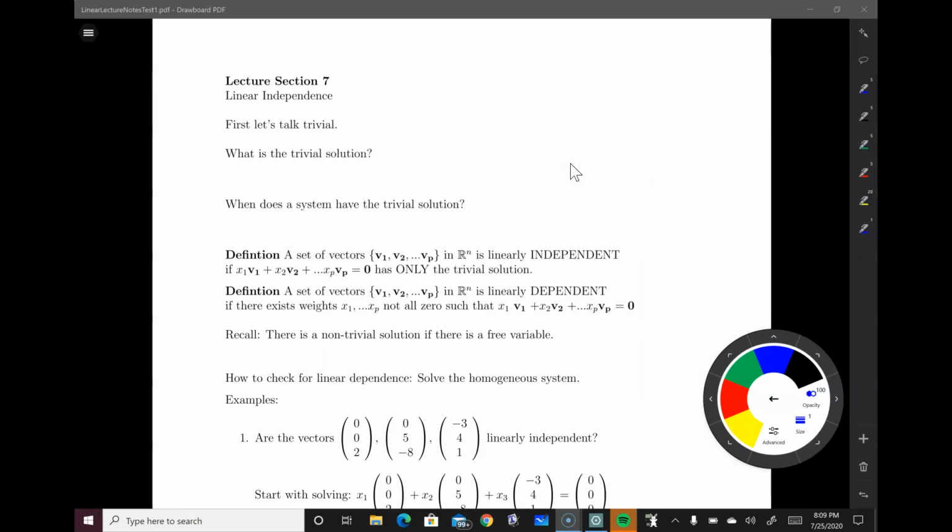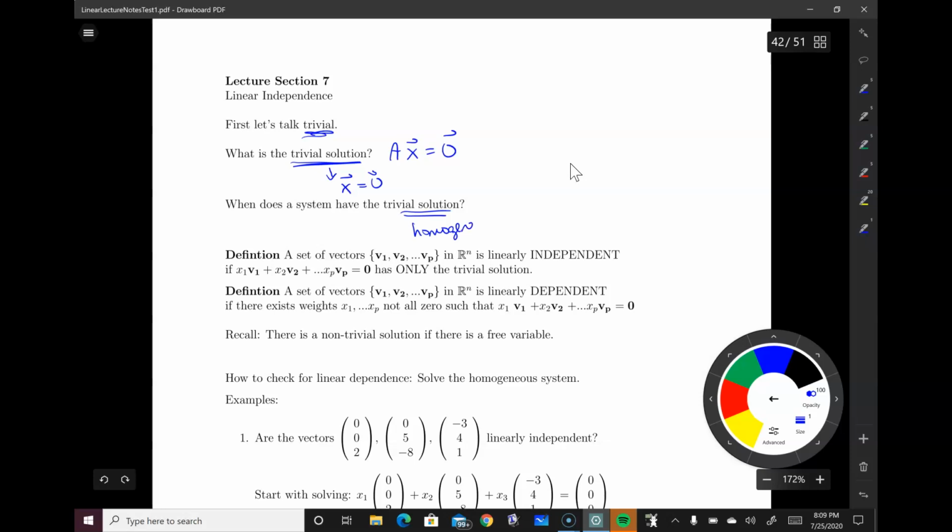All right, so let's talk about what a trivial solution is. Remember, the trivial solution is when I'm looking at Ax equaling 0. The trivial solution is when all of the entries of the vector x are 0. So when does it have the trivial solution? When I'm looking at a homogeneous system. Homogeneous system means that it's equal to 0.